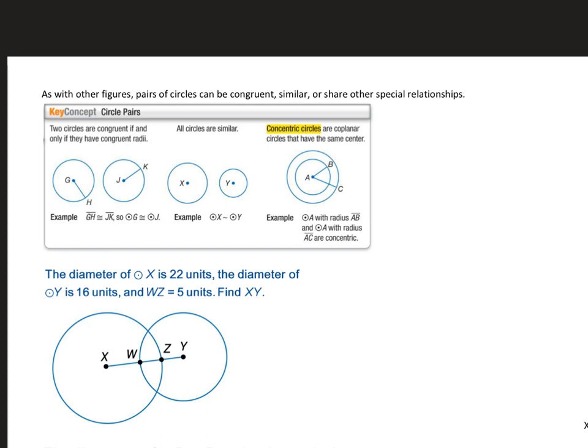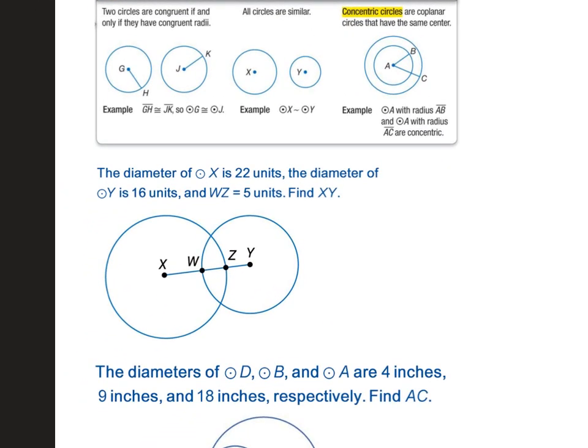Let's take a look at our first example. It says the diameter of circle X is 22 units, and the diameter of circle Y is 16 units. And I know that WZ is 5 units. So the distance from there is 5.